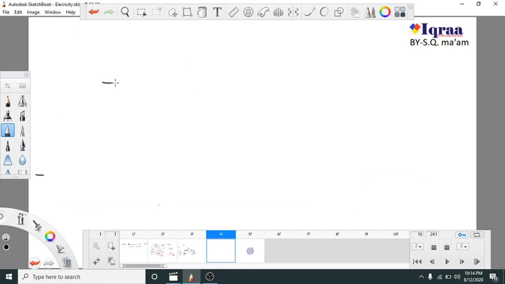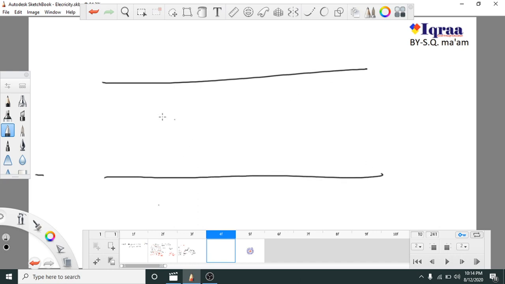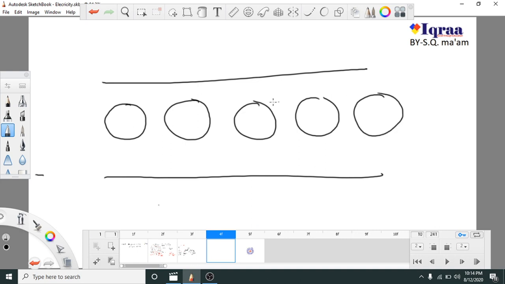Now suppose this is a copper wire. It has millions of atoms, and each and every atom has electrons in its outer shell. Now you provide a force, and this force allows this electron with its charge, I am denoting charge by a dot, to come out.